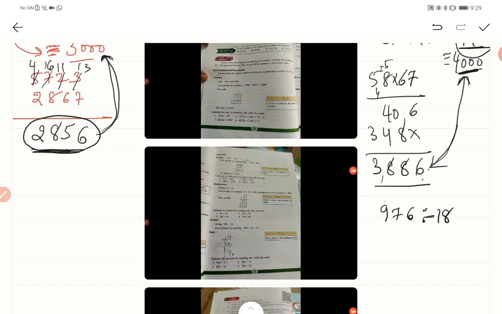Okay, so this 976 is approximate. I'll round off this 976 to what? It is near to 1000, isn't it? And this is divided by 18. I can take it to 20, the nearest ten, isn't it? So now see, it has become very easy for me to divide this number. So 2 ones are 2, 2 fives are 10, 50. Okay, so this is approximately 50.